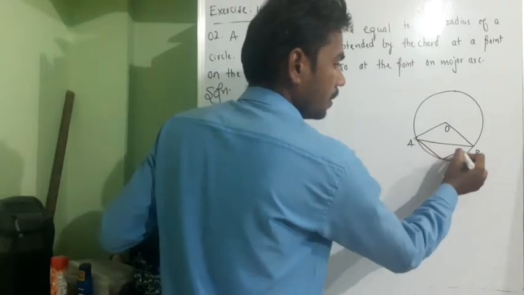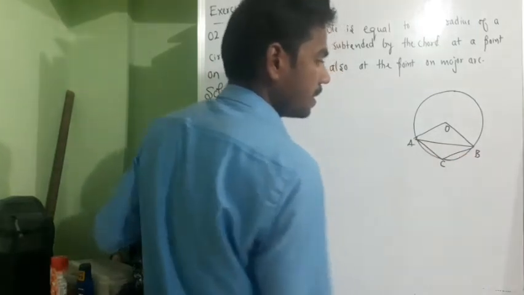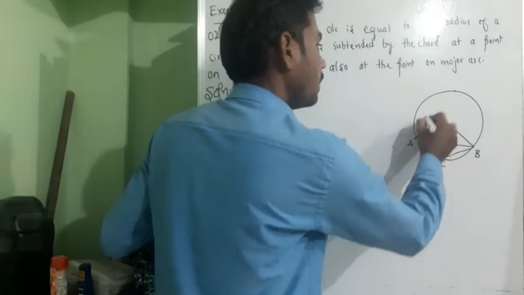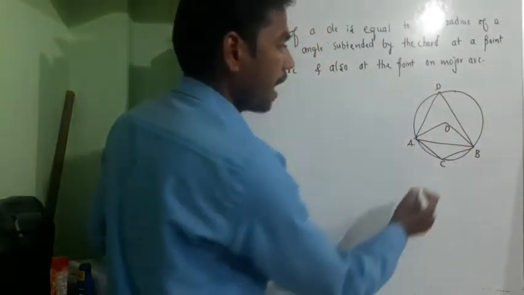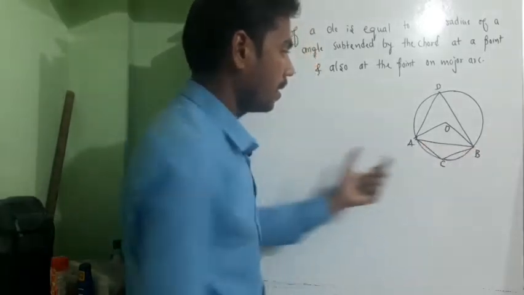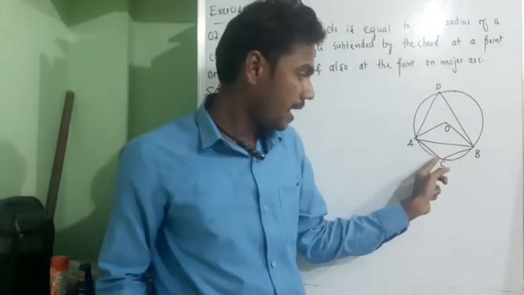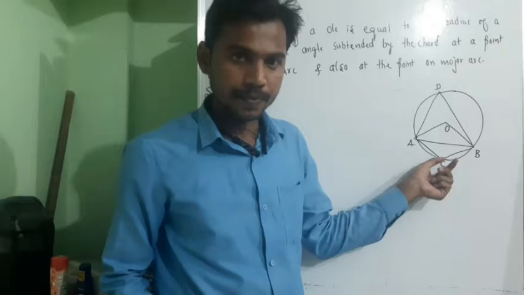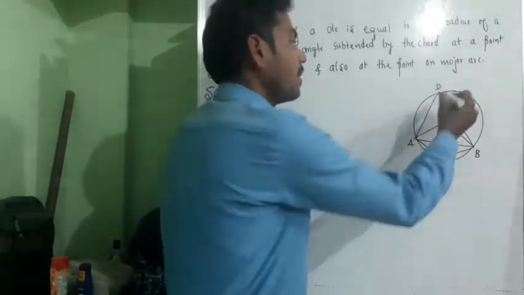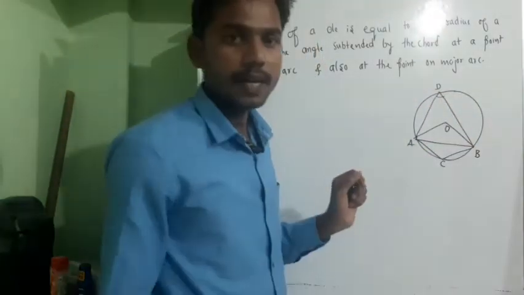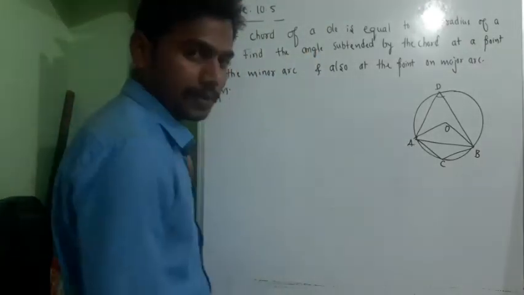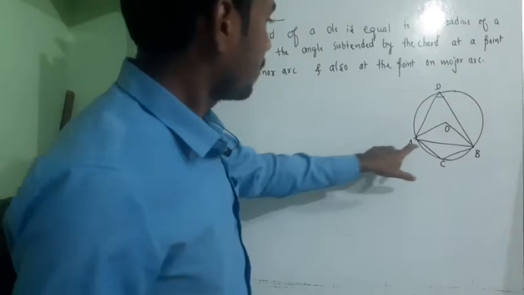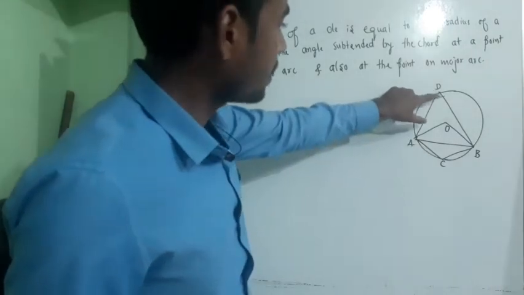Suppose this is point C, and if it is point D, this is the major arc. We need to find the angle subtended by the chord. This is the chord, and this is the angle subtended by the chord at the minor arc. This is the angle subtended by the chord at the major arc. So now what we need to do? We need to find this angle and this angle.